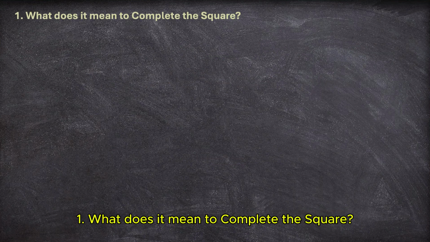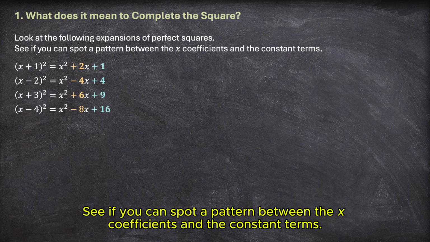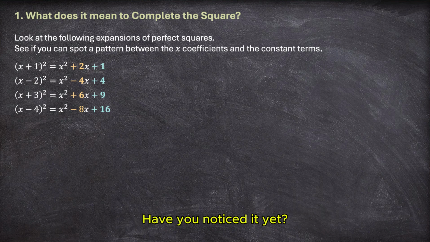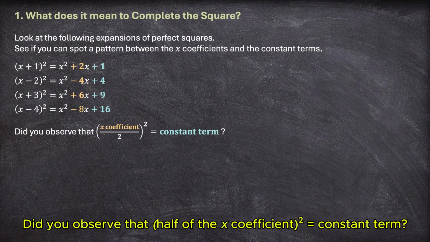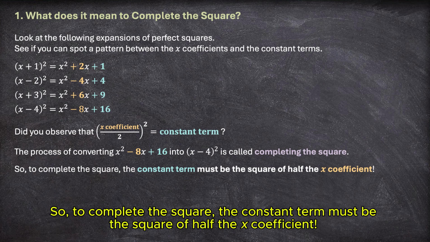1. What does it mean to complete the square? Take a look at the following expansions of perfect squares. See if you can spot a pattern between the x coefficients and the constant terms. Have you noticed it yet? Did you observe that half of the x coefficient squared equals the constant term? The process of converting a quadratic trinomial into a perfect square is called completing the square. So, to complete the square, the constant term must be the square of half the x coefficient.